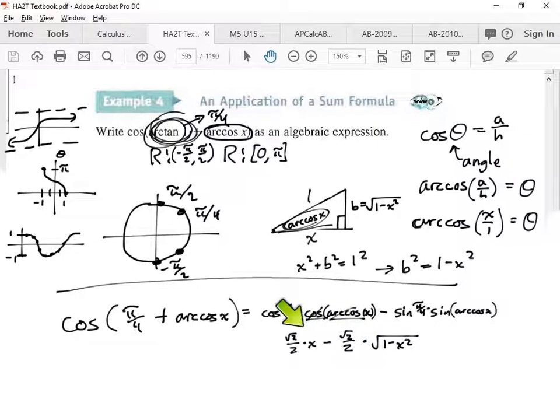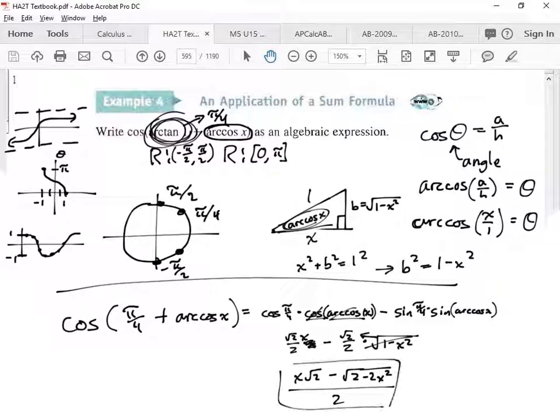Oh, that was ugly. That was really ugly. Okay, let's put this x up here with that rad 2, and let's put this guy up here with this rad 2. And so now I have x times rad 2 minus rad 2 times square root of 1 minus x squared, and that's all divided by 2, because we have common denominators. I'm going to leave my answer like that. That is ugly. But that is how you do it.